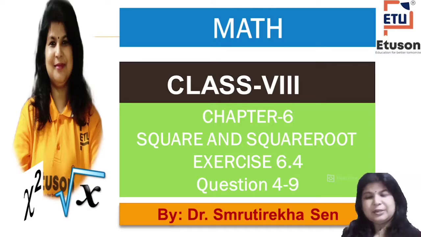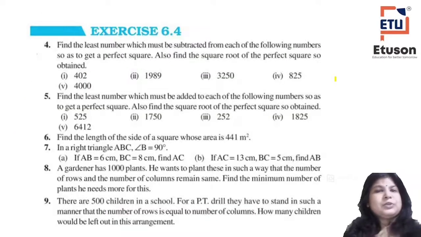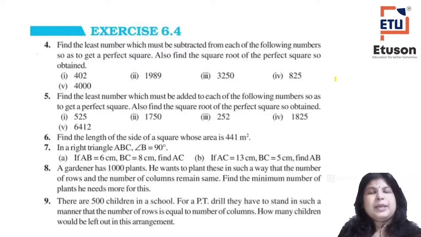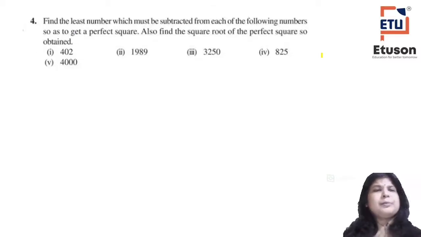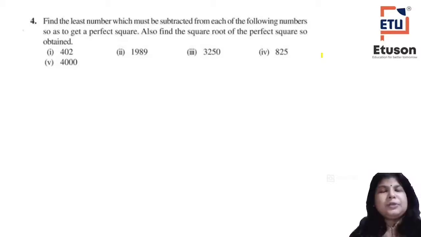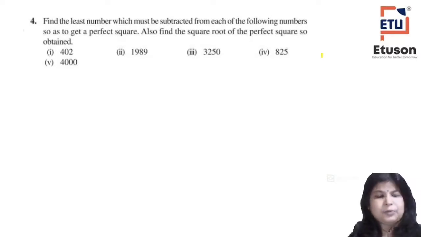Okay, children? So let us start today's class then. So these are the questions from exercise 6.4, question number 4 to question number 9. So let us discuss them one by one. Question number 4. Find the least number which must be subtracted from each of the following numbers so as to get a perfect square. Also find the square root of the perfect square so obtained.